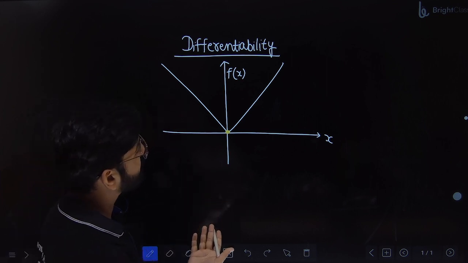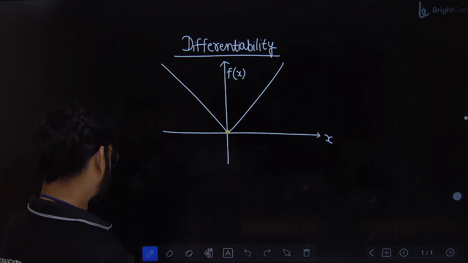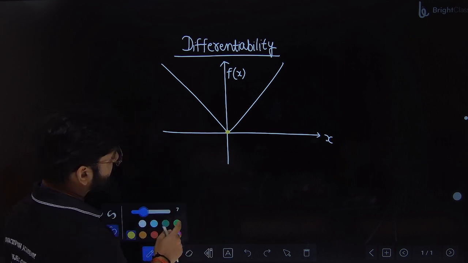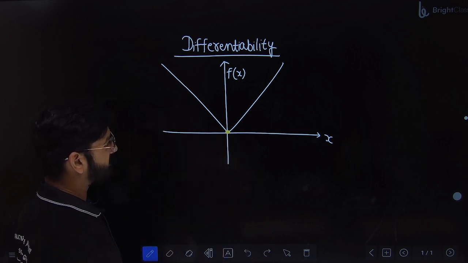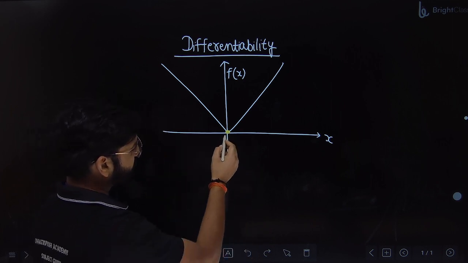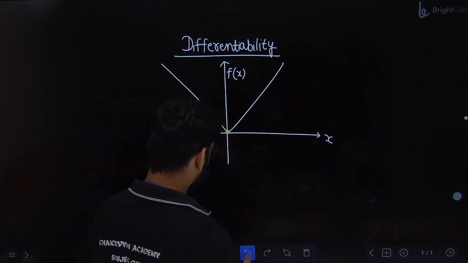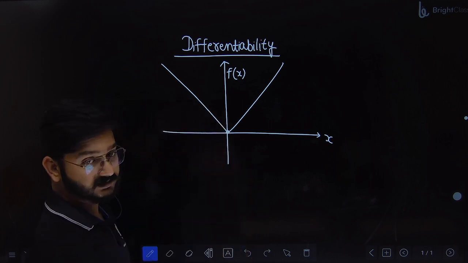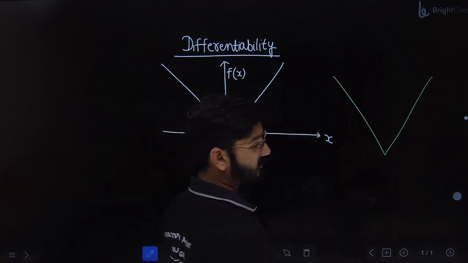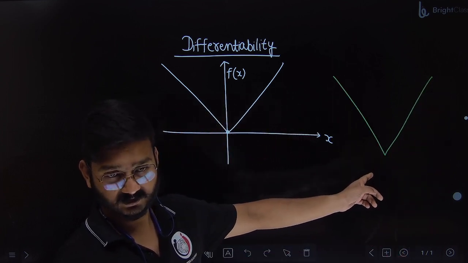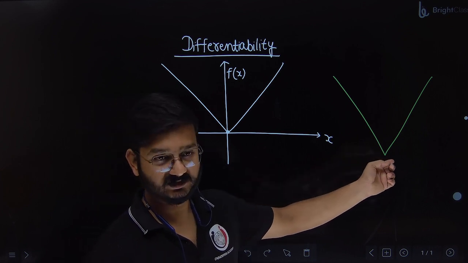Basic things, you guys are silent. This is the mod graph. Only one student is answering. This is the graph of mod x, modulus of x. So can you see that at this point, do we have a sharp edge? If I draw it separately like this, do you have a sharp edge here? Sharp means what? Blunt edge. You can see that.